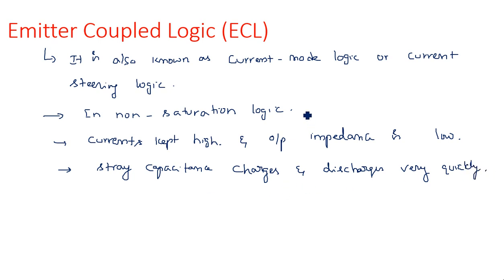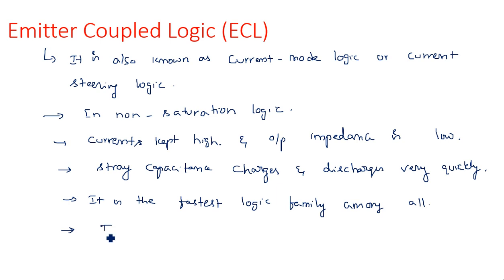Because of this, ECL is the fastest logic family among all the logic families. Among TTL, CMOS, DTL, RTL, emitter coupled logic is the fastest, because we choose metal wires and internal connecting wires with low capacitance, the output impedance is very low, and currents are very high. Because of all these features, it comes under the fastest logic family.